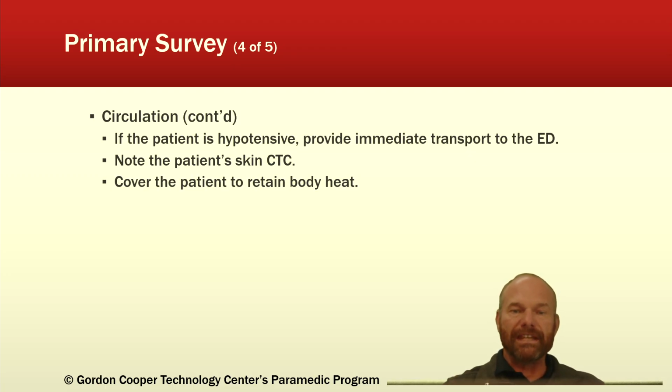We want to note their skin, so you'll see in your text the CTC: the color, the temp, the condition. For color, we're looking for any unusual discoloration. Might be pale or flushed or cyanotic. Temperature, we want to see if it feels less warm, so is it cool or cold. Condition, we want to assess the skin's overall condition, so is it moist, dry, clammy. And then body heat retention. We want to cover the patient to help retain body heat, especially if they show signs of hypothermia or shock as well.